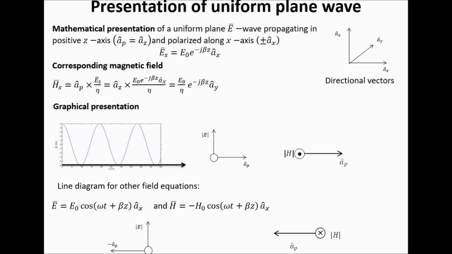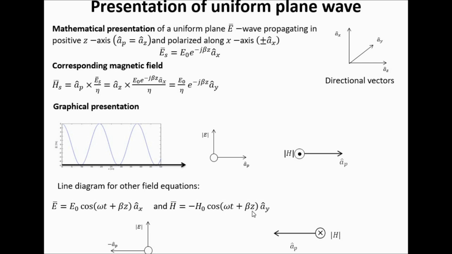So in this equation, if you assume the electric field expression like this, it is propagating in negative z direction and polarized in x-axis. So the simple line diagram of this corresponding expression will be like this. The E field varies in x and propagates in negative z direction.